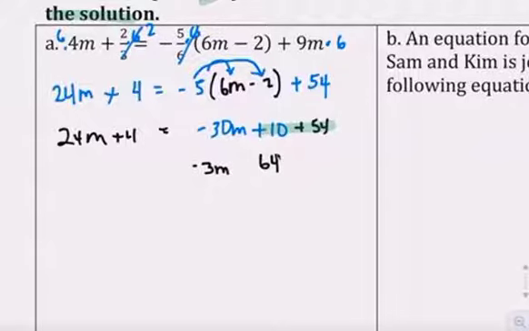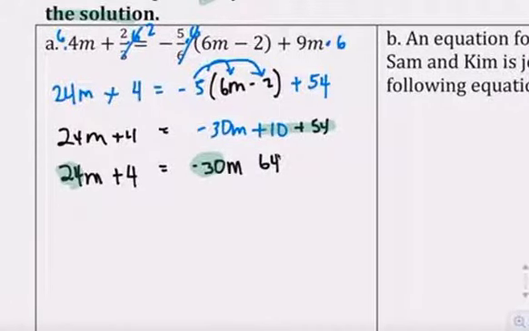-30m. Just by looking at it, what type of solution is this? It's going to be one solution because the numbers next to the variable m are not the same. See that? The numbers next to m are not the same, so it's going to be one solution, so we need to solve it all the way.